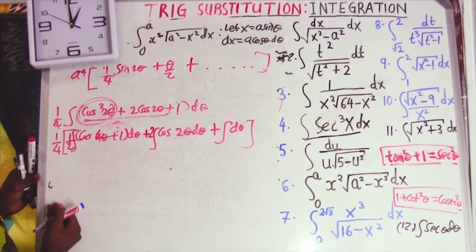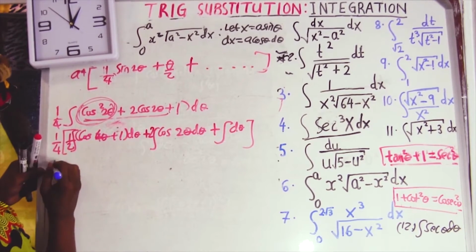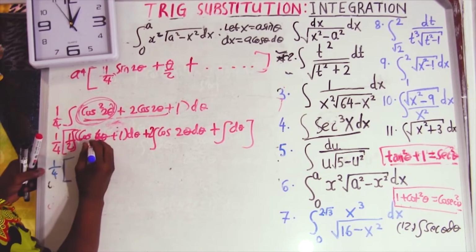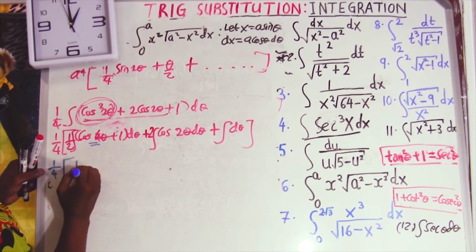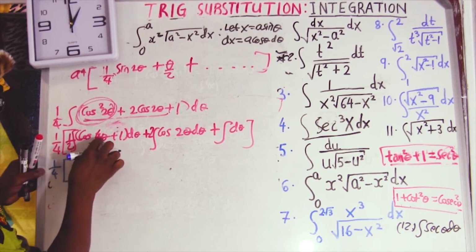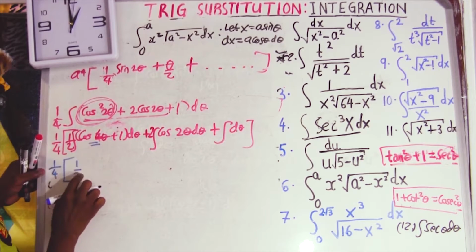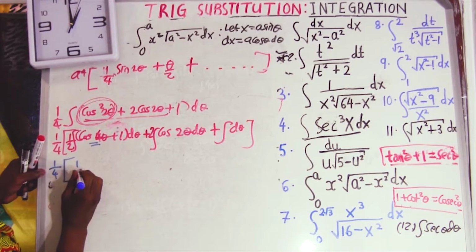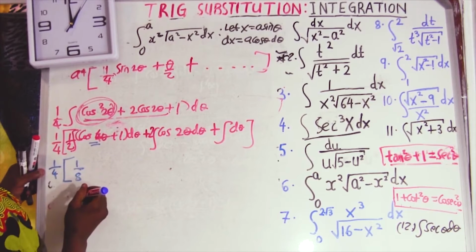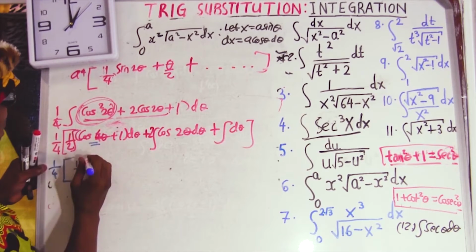So now we can integrate this. It's going to be 1 over 4. Let's start with the first one. It's going to be 1 over 2, and when you differentiate this, it's going to give you 4. 4 times 2 equal to 8. And then when you integrate cos, you get sine.